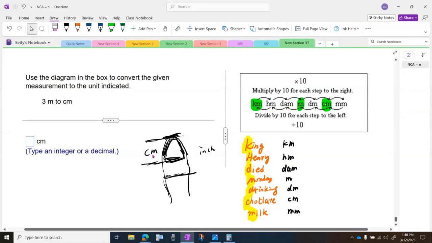The role centimeter plays in the metric system is the same as the role inch plays in the US system.